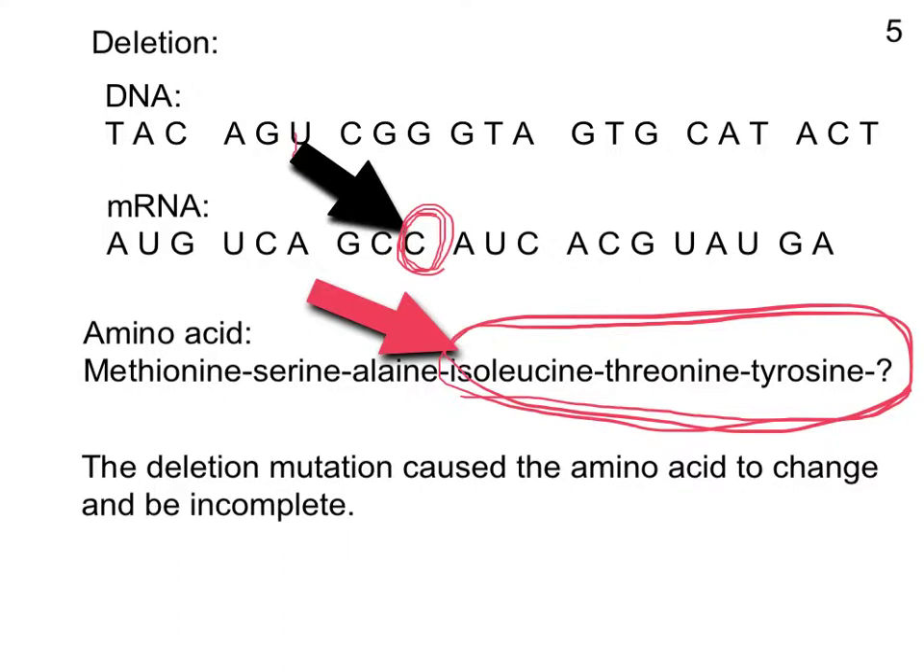So because it shifted, you notice that it changes. It didn't change the third sequence where this codon was. That's still alanine, but everything after changed. You see isoleucine, threonine, tyrosine, and 2 codons doesn't code for anything. So your tRNA trying to bring and match up is very confused. Nothing's going to be there. So it's almost as if it's incomplete. So that's what I wrote for my description. The deletion mutation caused the amino acid to change and be incomplete. So sometimes that mutation doesn't allow a protein to finish and completely be a structure.